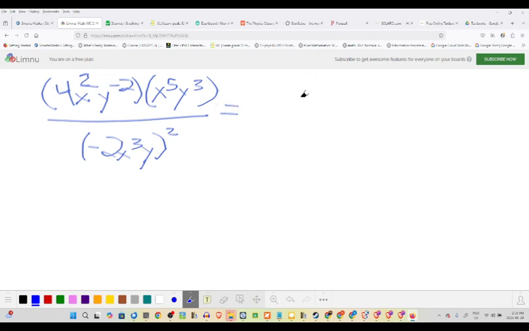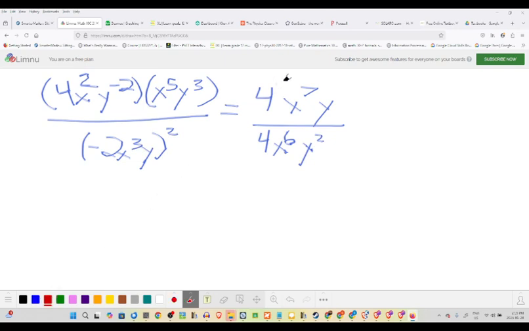So multiplying our numerator, we have 4x to the 7 y. 4 times 1 is 4. X squared times x to the 5th is x to the 7. Y to the negative 2 times y to the 3 is y to the 1. And if we take negative 2 and we square it, we get 4. X cubed squared, exponent of an exponent, we multiply together for x to the 6th. Y times y is y squared.